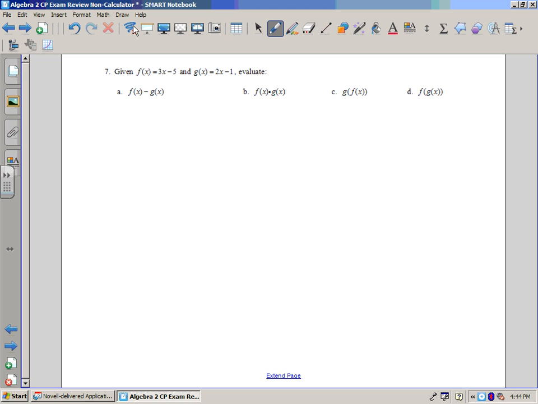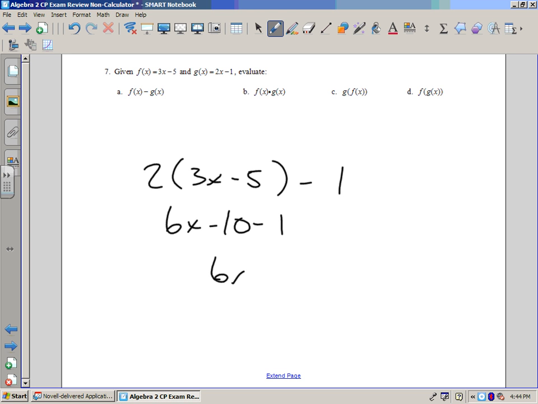C, g of f of x. Well, g of x is 2x minus 1. Whatever I have for x, I'm going to plug into the function. Well, in this case, what I'm trying to plug into that function is f of x, which is 3x minus 5. Now distributing out, I get 6x minus 10 minus 1 is 6x minus 11.